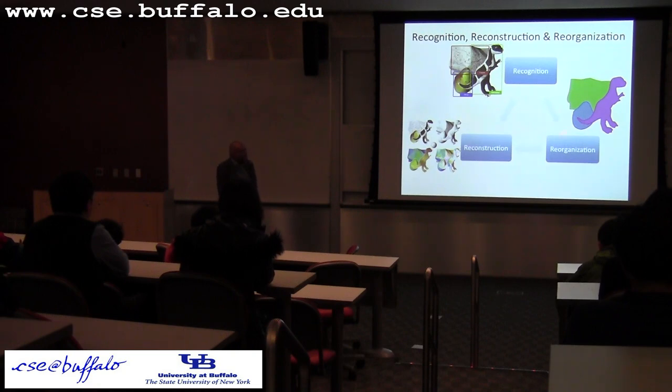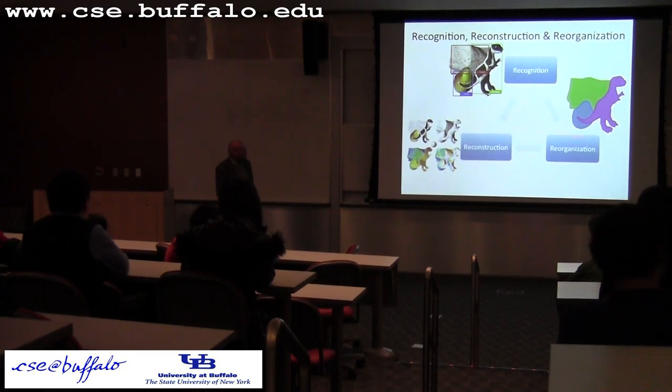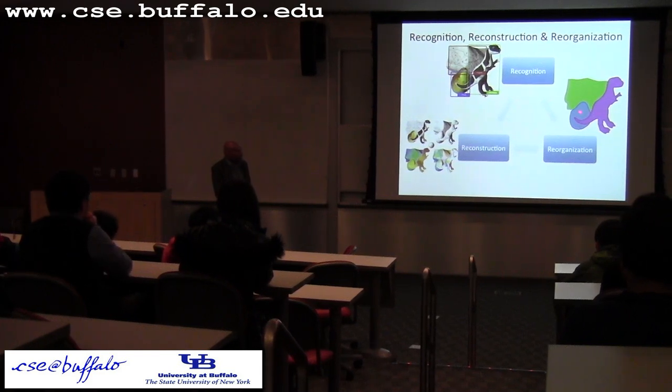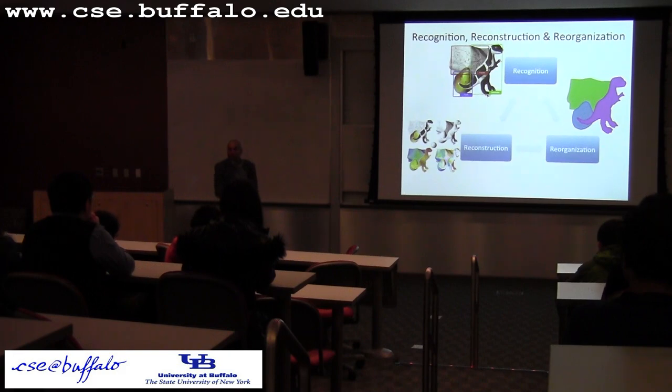And then there is what I call reorganization. Normally people call this segmentation or grouping, but I want to call it reorganization so that it begins with the letter R, and I can call the slide 3 R's. Traditionally, this means that you divide up the image into sets of pixels. So all these pixels belong together because they belong to one object, the dinosaur, and these pixels belong together and so forth. So we have to group these pixels into entities.